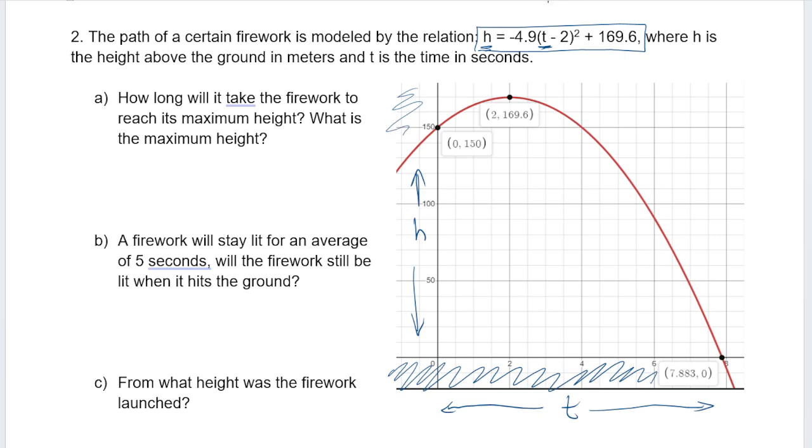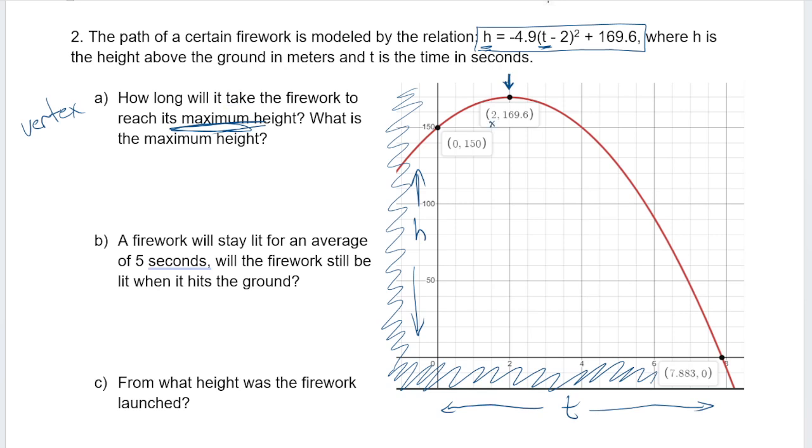And since time before 0 doesn't make any sense, the part of the graph over there is kind of meaningless too. So we're only really dealing with the parts where h is positive and t is positive. So how long will it take the firework to reach its maximum height? Now maximum means vertex. So does minimum, but it depends on which way the graph opens. So where's the vertex of this graph? It's right at the very highest point.